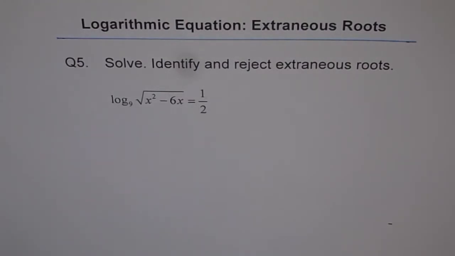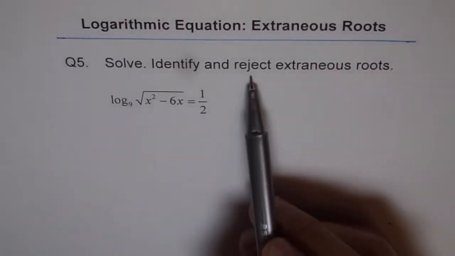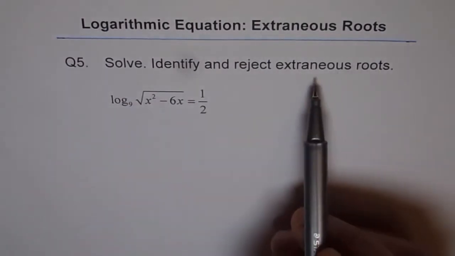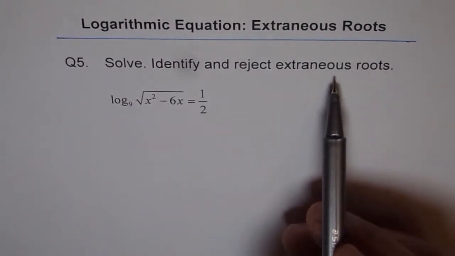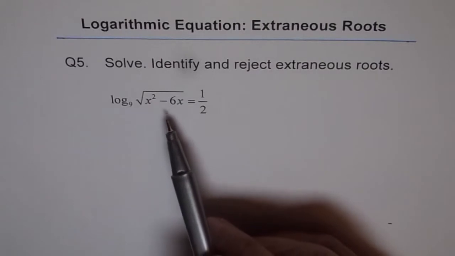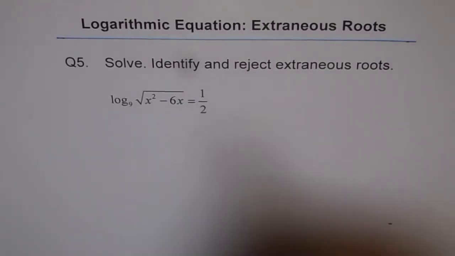Well, you should remember that logarithmic functions have a restricted domain, and therefore there is a likelihood of getting a solution which is not within the domain, right? So it is very important to check your solution. It should be in the domain. Otherwise it is rejected since it is an extraneous root. So extraneous roots are the solutions which do not fall in the domain of the function, and therefore they are not the real solution, right?